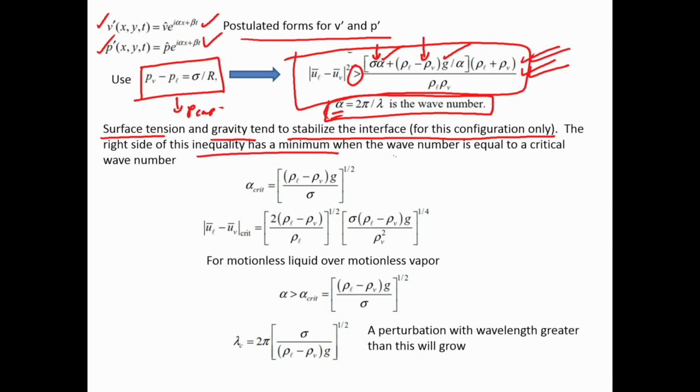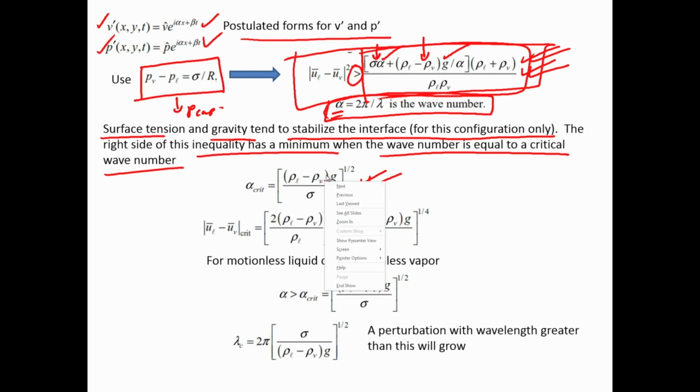The right side of this inequality has a minimum value when the wave number is equal to the critical wave number. If you minimize the right hand side of this equation, all other quantities are fixed, so only alpha is the variable that you have here. So, you minimize this quantity in terms of alpha. That critical alpha is given by the root of rho L minus rho V, that is the difference in density of the two phases, multiplied by g divided by sigma.